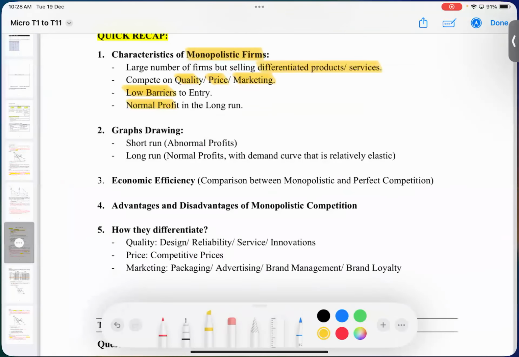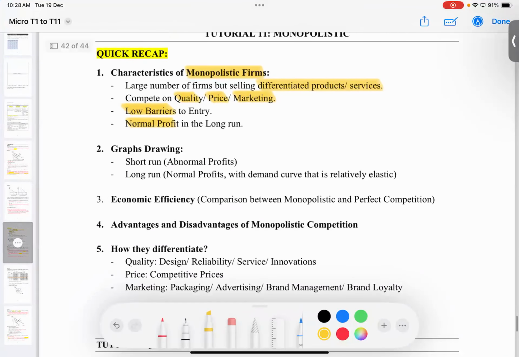So overall, what are the advantages and disadvantages of monopolistic competition? The good thing about monopolistic firms is that there will be more variety of choices for consumers, because we are talking about restaurants, clothing stores, fashion stores. Because we know that there are a lot of substitutes, we can choose. That's very good because there will be more variety of choices. That's the first good thing.